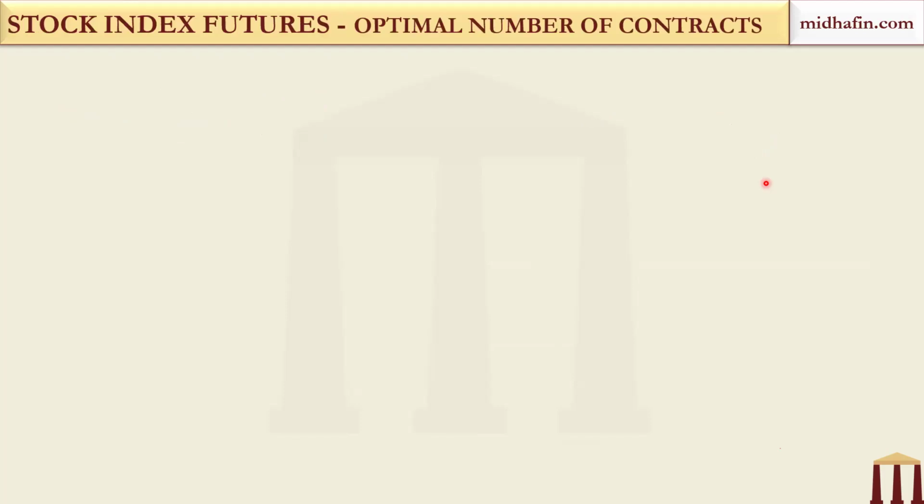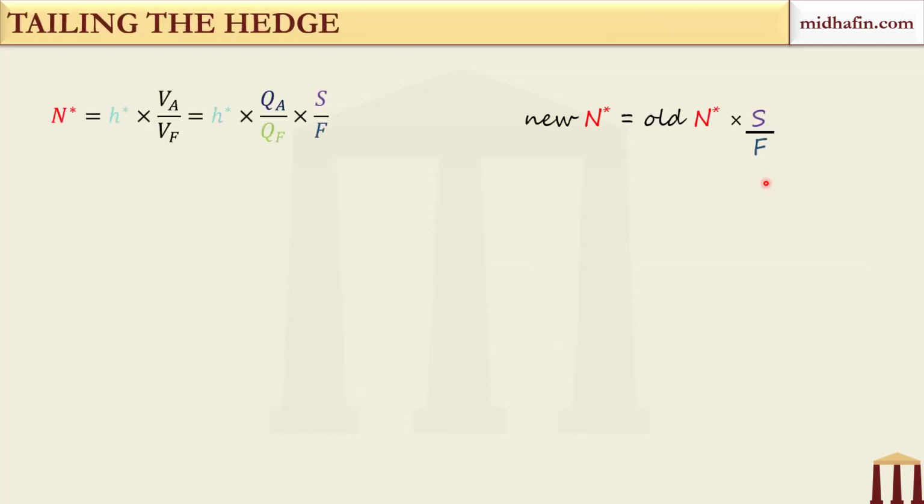Sir, yes, Parth. There is a line to correct the possibility of overhedging. A hedger can implement a tailing the hedge strategy. So can you give an example for tailing? Yes, I can give you an example over here.